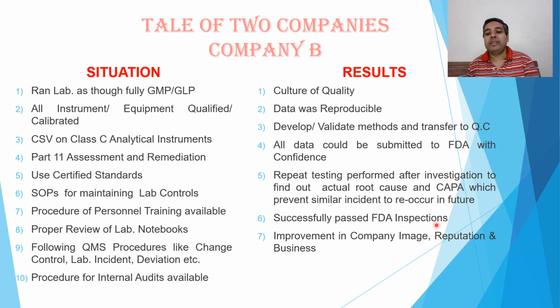Successfully passed FDA inspection. Now, due to this listed situation, the ultimate result is what? That company B will successfully pass the FDA or applicable regulatory inspections, with improvement in company image, reputation, and business. So, when the FDA inspection or other regulatory inspection is successfully passed, it leads to improvement in company image, reputation, and business. So, I hope you see why we require data integrity, so that company image, reputation and business can be improved for the long run.